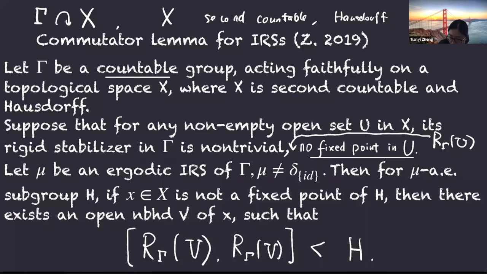So if I take some open set U and look at its rigid stabilizer, and I assume that this subgroup is not the identity, everything outside is completely fixed, but inside there's no fixed point. And then for almost every subgroup, if a point is not fixed by H, then there is a neighborhood around it such that the derived subgroup of the rigid stabilizer is contained in the subgroup H. This containment is the statement.